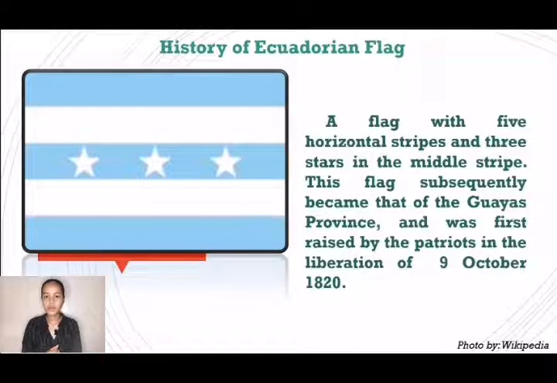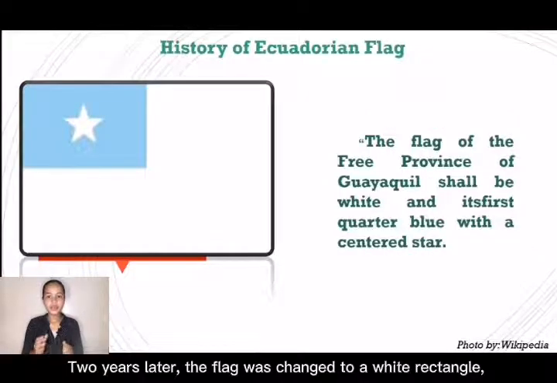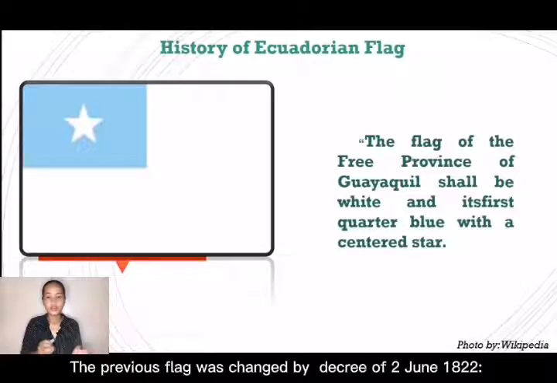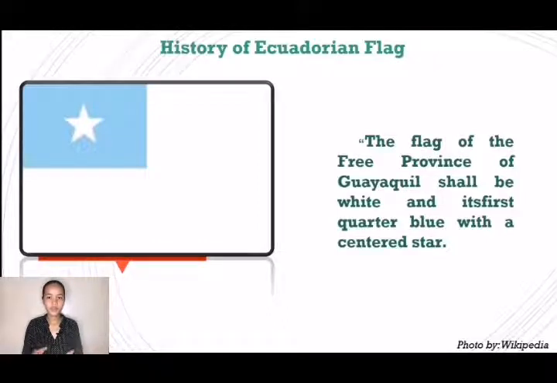The flag subsequently became that of the Guayas province and was first raised by the patriots in the liberation of 9 October 1820. 2 years later, the flag was changed to a white rectangle with the top left corner in light blue with 1 white star. The previous flag was changed by decree of 2 June 1822: The flag of the Free Province of Guayaquil shall be white and its first quarter blue with a centered star.